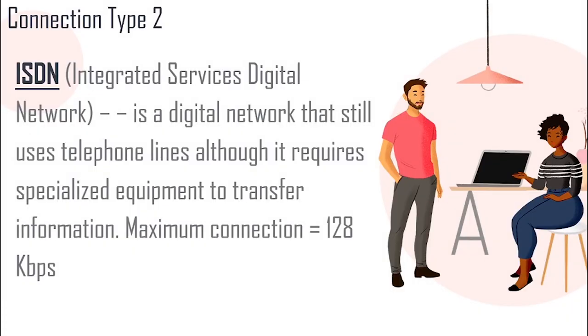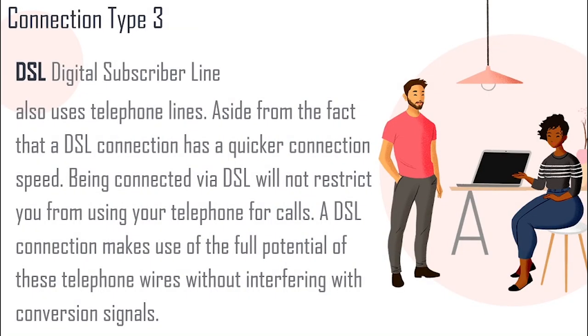Connection number 2, ISDN. What's the meaning of ISDN? ISDN means Integrated Services Digital Network. It is a digital network that still uses telephone lines, although it requires specialized equipment to transfer information with a maximum connection of 128 kilobits per second. And then connection number 3, which is our DSL, meaning Digital Subscriber Line.